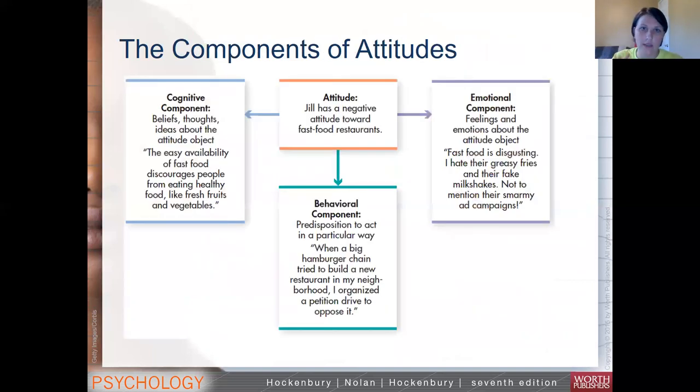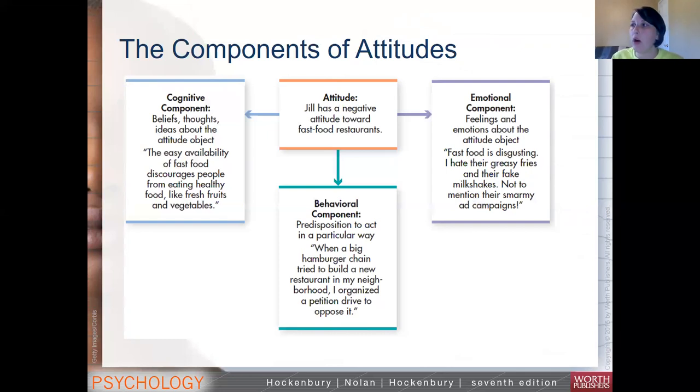So this is a particularly good example about Jill and her attitude about fast food restaurants. And here you can actually see her three components: her cognitive component, or beliefs and thoughts, what does she know about the facts of fast food? And then she has an emotional component about how it makes her feel. I think it's gross. I think it's disgusting. And then the behavioral component is, how does she act on that attitude? Well, she actually goes and organizes a petition to make sure that those fast food restaurants don't come in her neighborhood. So these three components of attitudes drive how we think about things, and how we act upon our opinions.